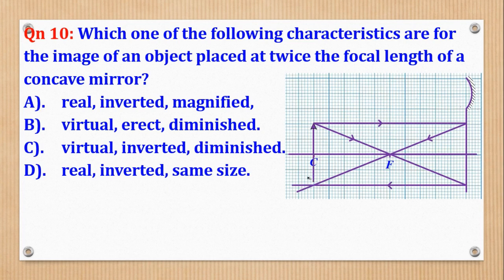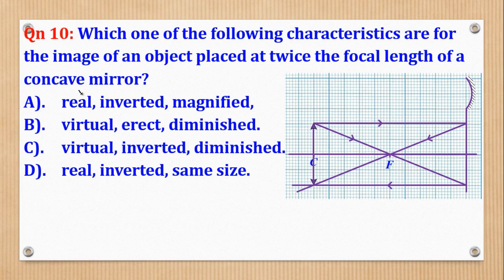Therefore, you come and draw that. You are going to realize that from here, image height is 1, 2. Even here, image height is 1, 2. The object is placed at the center of curvature, and also the image is placed at the center of curvature. That means the image is the same size as the object. Two, the image is inverted. And three, the image is real.